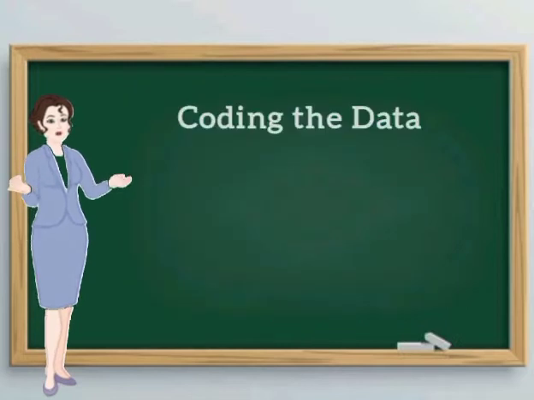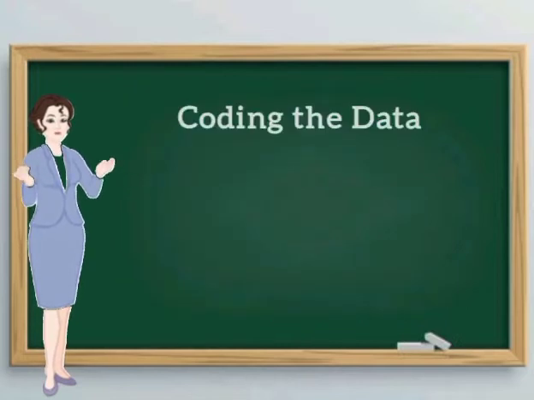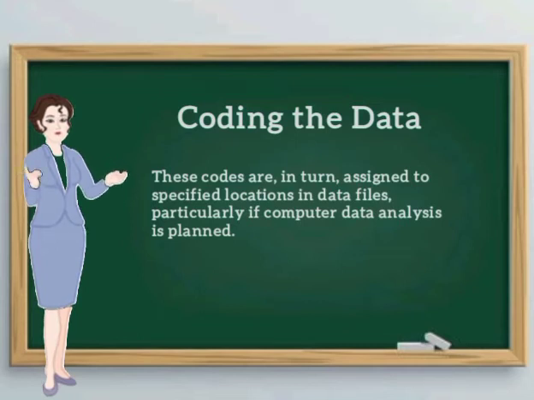Coding the data. Once the categories have been established and data assigned to them, it is necessary to convert the new data or responses to numerical codes, so that they can be tabulated or tallied. These codes are, in turn, assigned to specified locations in data files, particularly if computer data analysis is planned.